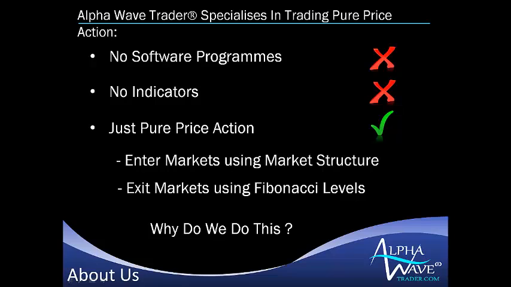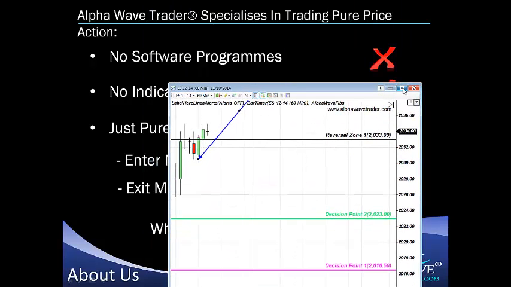Alpha Wave Trader Method involves no software, no indicators of any kind. All the decisions about trade entries and profit targets are made based on price and Fibonacci. Every single trade is taken based on the market structure and exited using Fibonacci levels.